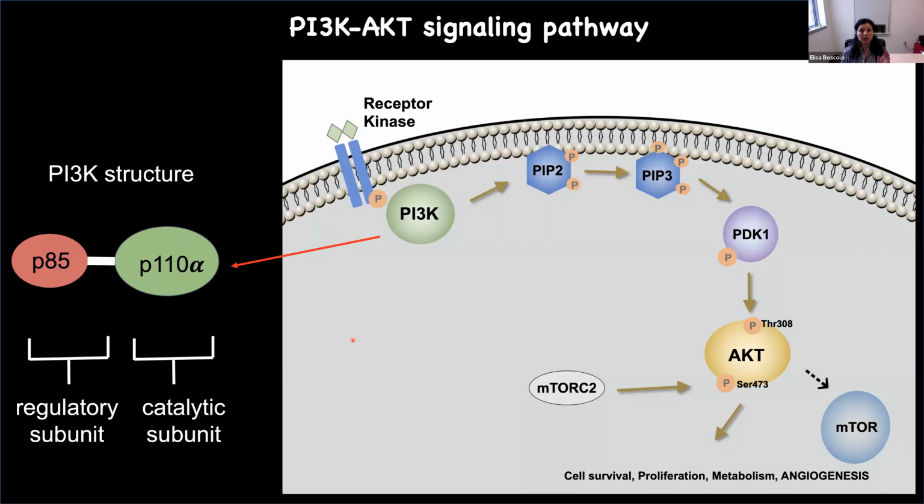So the PI3 kinase is composed of a regulatory and a catalytic subunit. P85 is the regulatory, and P110 alpha, which is the subunit specifically targeted by alpelisib, the PI3 kinase inhibitor, is the catalytic subunit. Mutations happen specifically in the catalytic subunit and induce constitutive activation of the pathway downstream of PI3 kinase, leading to increased AKT and mTOR signaling, which leads to increased cell survival, proliferation, metabolism, and angiogenesis.